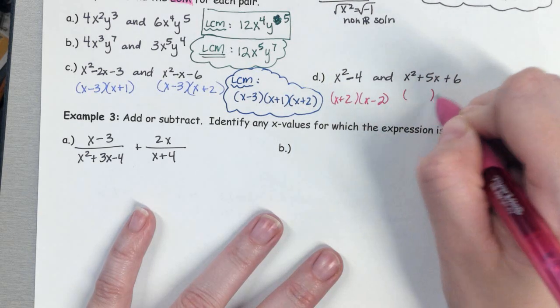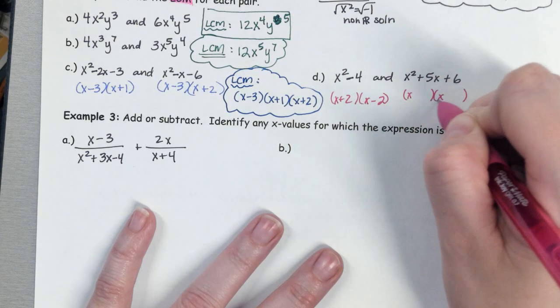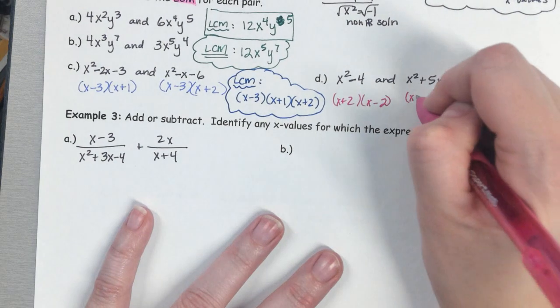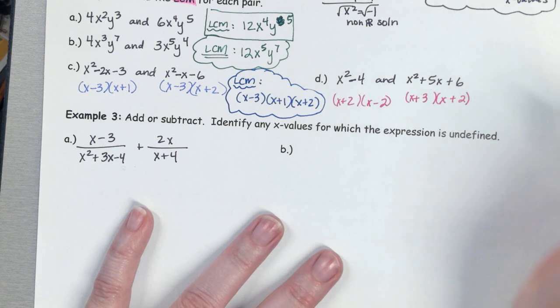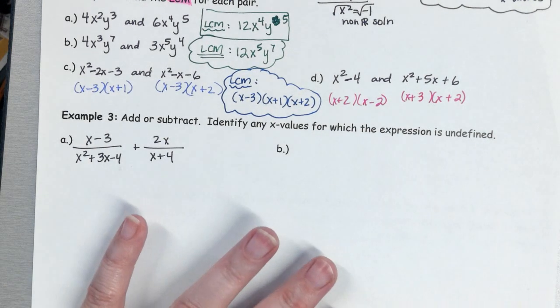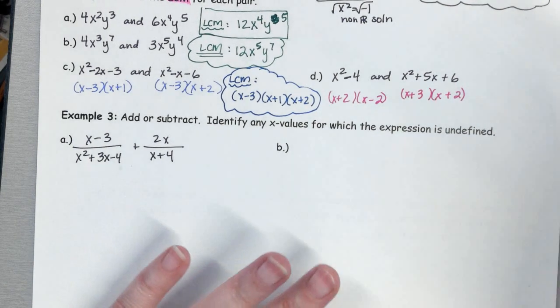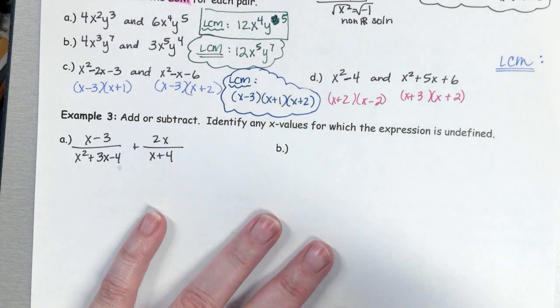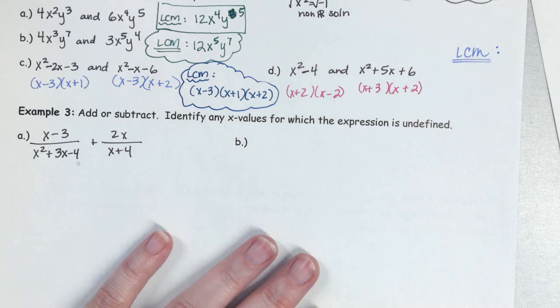Good. Now this one, start with x and x. What multiplies to 6 but adds to 5? 3 and 2 or 2 and 3, does not matter which order you have them in. Same thing with the LCM. It does not matter what order your factors are in because you're multiplying. Okay, so the order that you multiply them in does not matter.